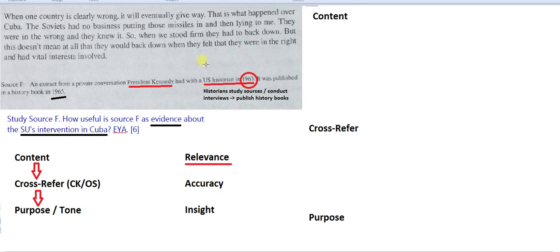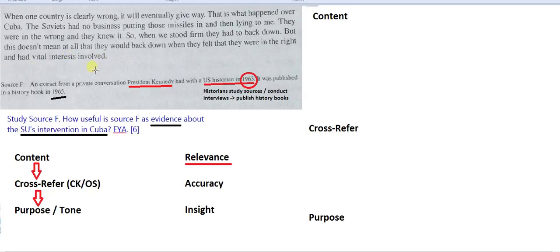So we look at the source. Does it tell us anything about the Soviet Union's intervention in Cuba to make it relevant? If you read over here, Kennedy says, just very quickly, when one country is clearly wrong, it will eventually give way. That's what happened over Cuba. The Soviets had no business putting those missiles in and then lying to me. They were in the wrong and they knew it. So when we stood firm, they had to back down. But this doesn't mean at all that they would back down when they felt that they were in the right and had vital interests involved.